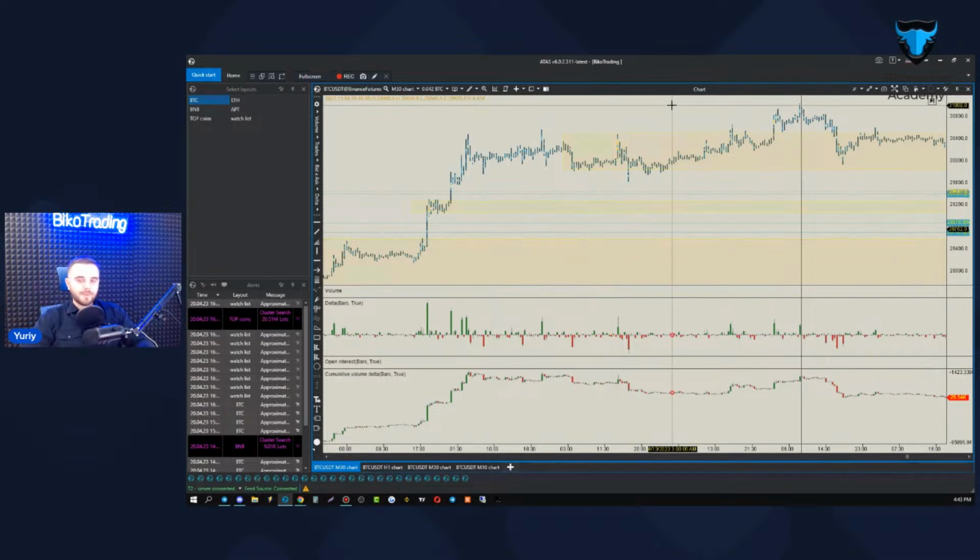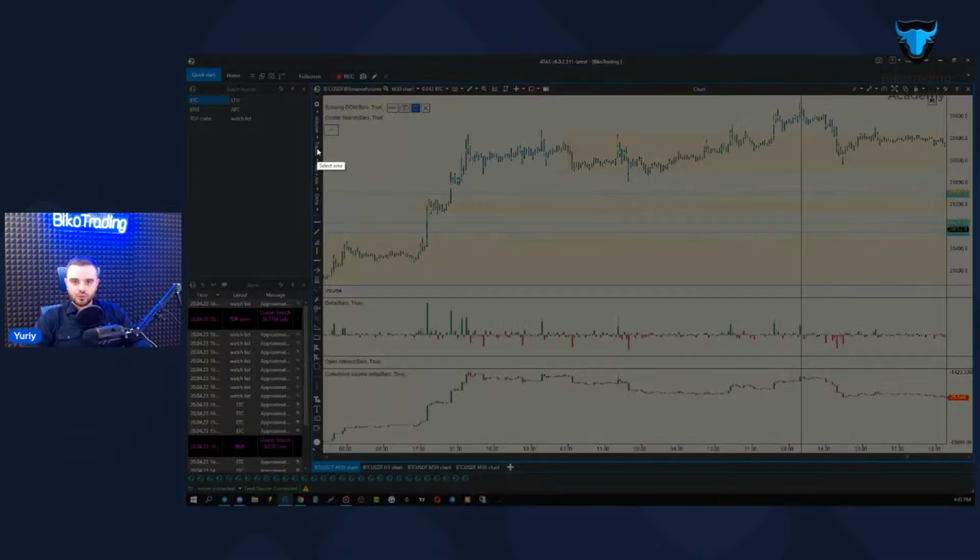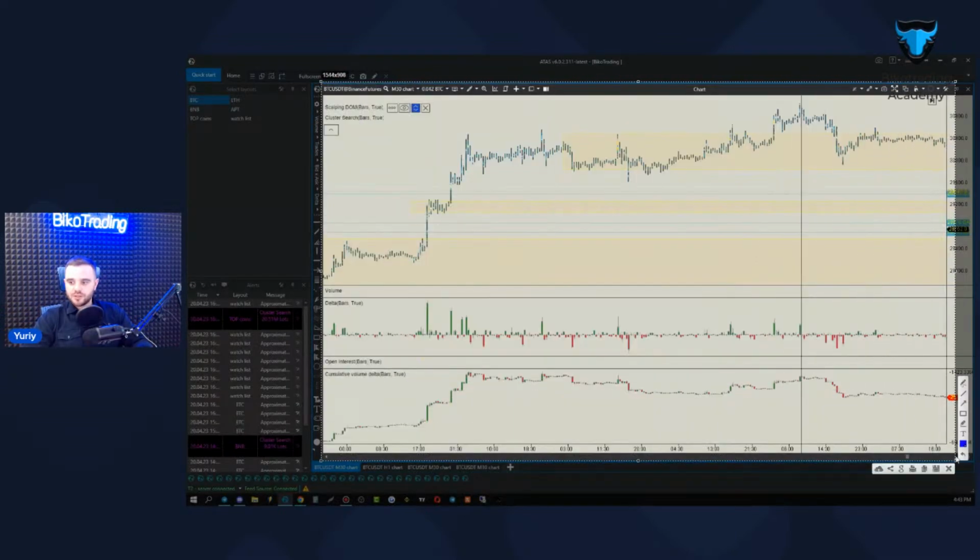Because here it was a signal that this market is weak. It was because of delta divergence and open interest divergence. It was a signal that the market was weak. And for me, these two rises were a clear hunt for stop losses.